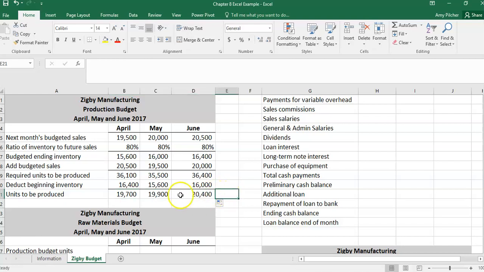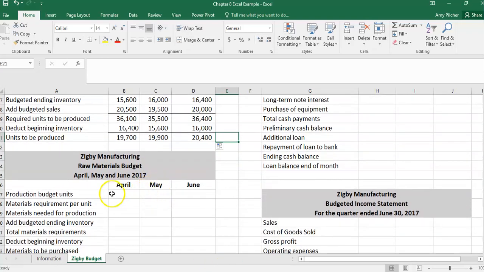From the production budget, we use this information to build our raw materials budget, our direct labor budget, and our manufacturing overhead budget. So we start with our raw materials budget. We start with the last line of our production budget. How many units are we planning to produce?